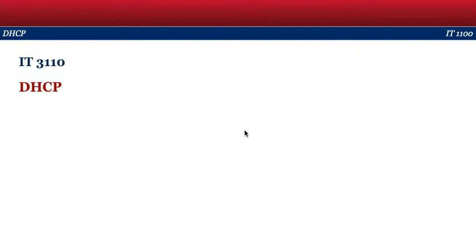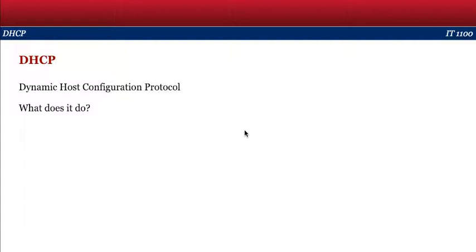All right, this is a short overview of DHCP, Dynamic Host Configuration Protocol. So what does it do? Well, up until this point, we've probably only ever configured our IP addresses manually during the system installation. So there was a question that asked, what IP address do you want to use? What's your subnet mask? What's your name servers?